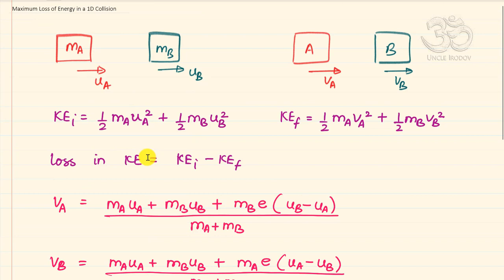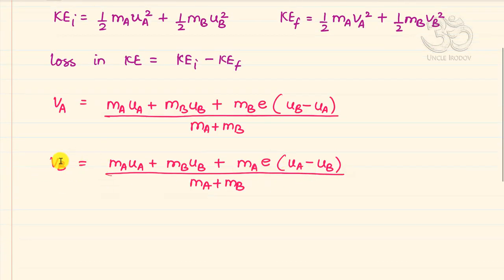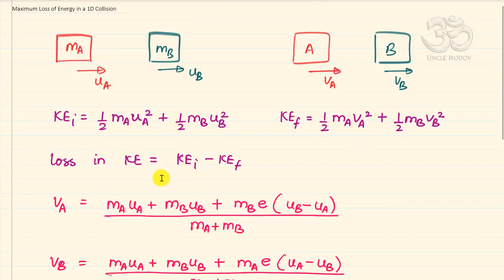What we want to do although is to find out the maximum loss of kinetic energy, and that is an easy thing to do because for maximum loss we are talking about a completely inelastic collision, and for a completely inelastic collision this E will be 0. So the moment you put E equal to 0, this third term in the numerator in the expression for VA and in the numerator in the expression for VB will go off, and we will get a slightly simplified expression for VA and VB, which we are going to insert here and get the final answer.